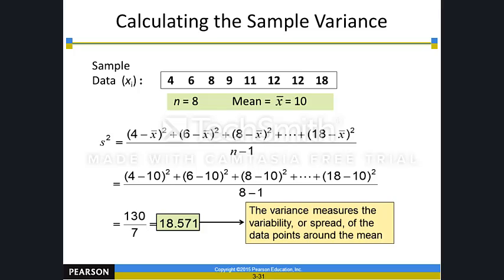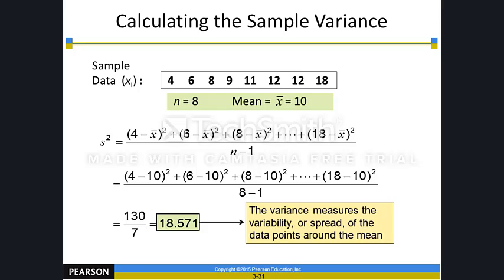My sample variance, I'm going to take each value. So I'm going to take 4, subtract the mean, 4 minus the mean, and square it. And then I add it to the next value, 6 minus the mean, and square it. I do the same for each value till 18. So the next step, now I put in 4 minus 10 squared plus 6 minus 10 squared plus 8 minus 10 squared to the end. Then I divide it by n minus 1.